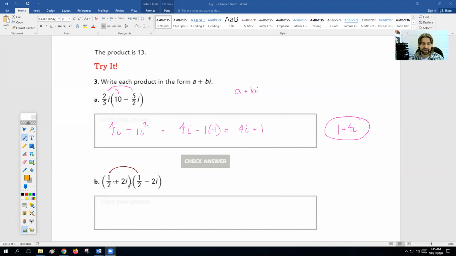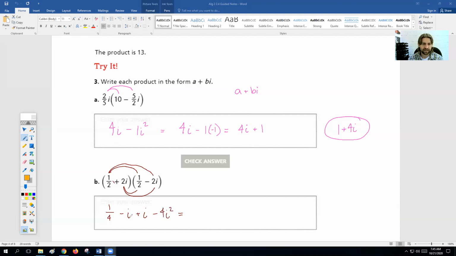So, okay, let's do a half times a half. 1/2 times a half is 1/4. And a half times -2i is just a -1i or -i. Okay, now let's do the 2i. 2i times a half is a positive 1i, or a positive i. And then 2i times negative 2i is a negative 4i squared.